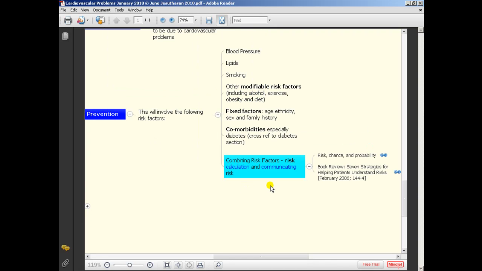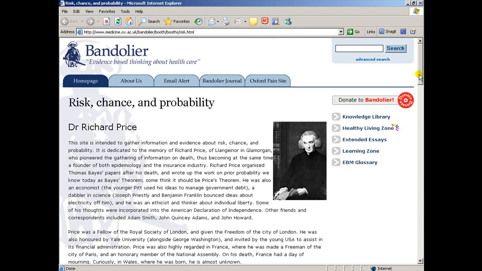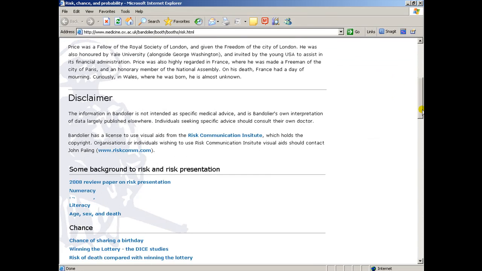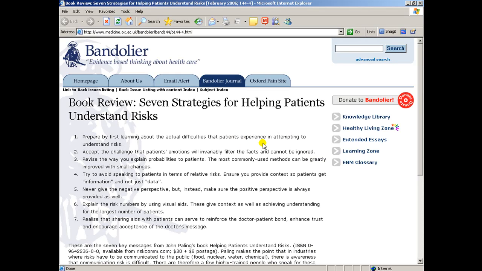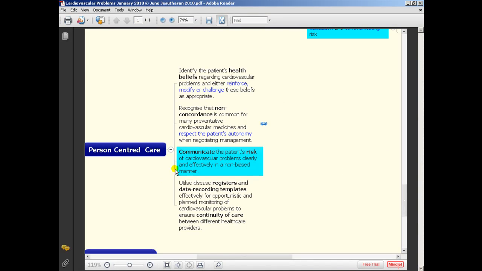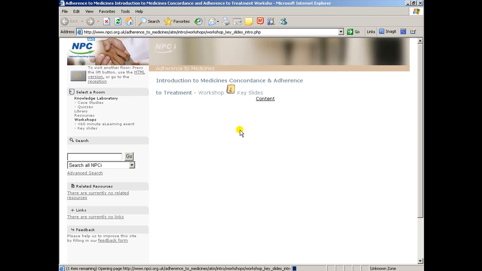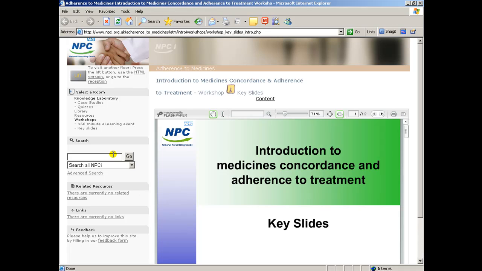While on prevention, you might want to look at this: combining risk factors, risk calculation and communicating risks. Clicking there will take you to this Bandolier section on risk, chance and probability. And this is just an individual book review on 7 strategies for helping patients. The 7 points are interesting. Under person-centered care, we have the need to recognize non-concordance being an issue. Clicking there will take you to this excellent NPCI workshop on non-concordance, or concordance in general.